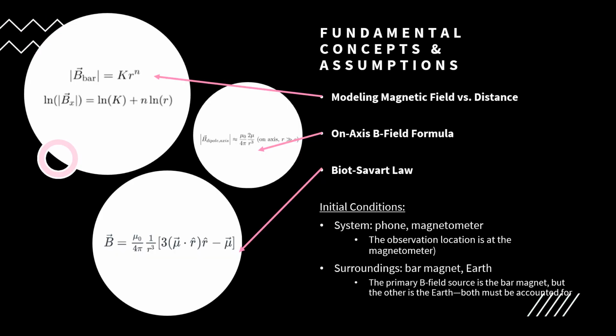The fundamental concepts and assumptions for this lab are as follows. The modeling magnetic field versus distance formula is the topmost level. We also have the on-axis B field formula and the Biot-Savart law. The initial conditions include the system and surroundings, the system being the phone and the magnetometer, and the observation location is at this magnetometer, and the surroundings being the bar magnet and the Earth. The primary B field source is the bar magnet, but the other is the Earth, so both must be accounted for in our calculations. The modeling formula will also be used in the slides next.